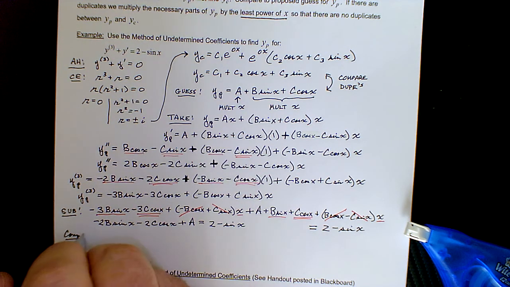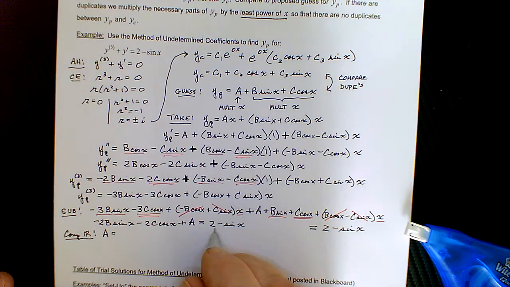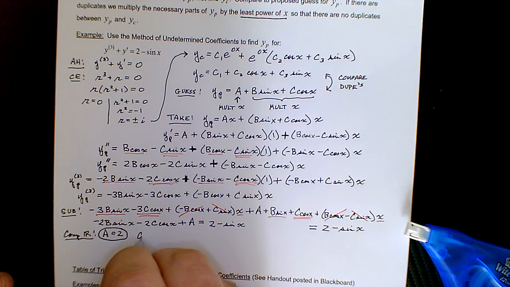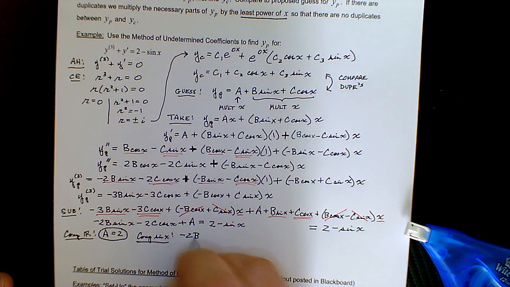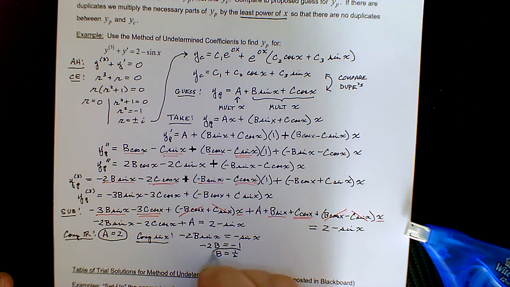And we're going to compare, let's say, the reals, the constants first. So on the left, all we have is a. On the right, all we have is the 2. So a is 2. Compare the sine of x. And we have minus 2b sine x equaling the minus sine x on the right. So minus 2b equals minus 1. B is 1/2.